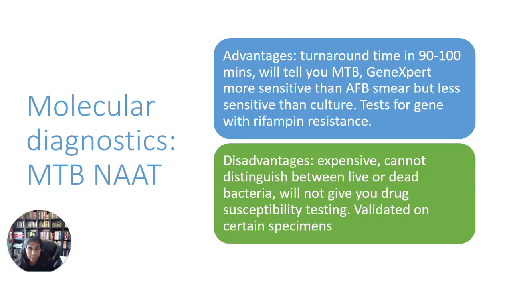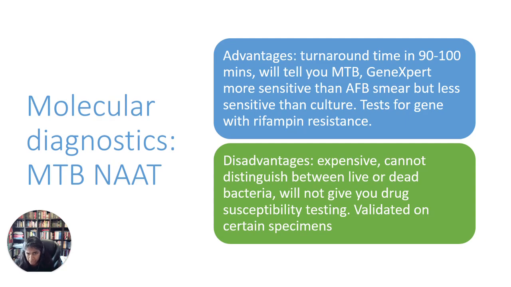So some of the advantages: the turnaround time for the molecular diagnostics is very fast. In about 90 to 100 minutes, it will tell you that it is not just mycobacteria, but Mycobacterium TB. The GeneXpert, like we said, is more sensitive than the AFB smear because the lower limit of detection is lower than a smear, but higher than a culture, so it's less sensitive than culture. And the molecular diagnostics also gives us an advantage that it tests for a gene with rifampin resistance, so we know within 90 to 100 minutes whether someone has MTB, and if they do have MTB, whether it's RIF susceptible or RIF resistant, which is very important for a treatment plan.